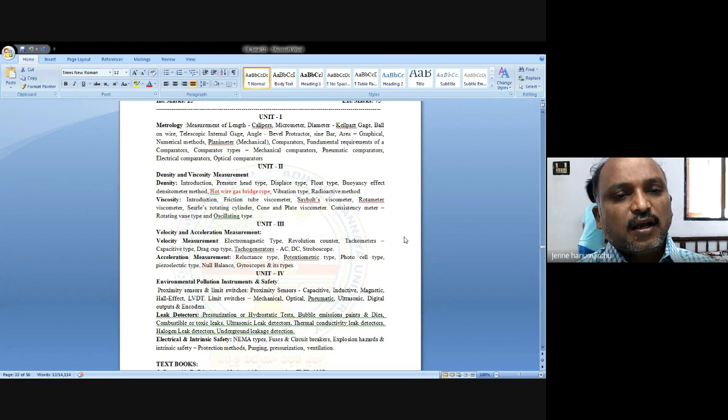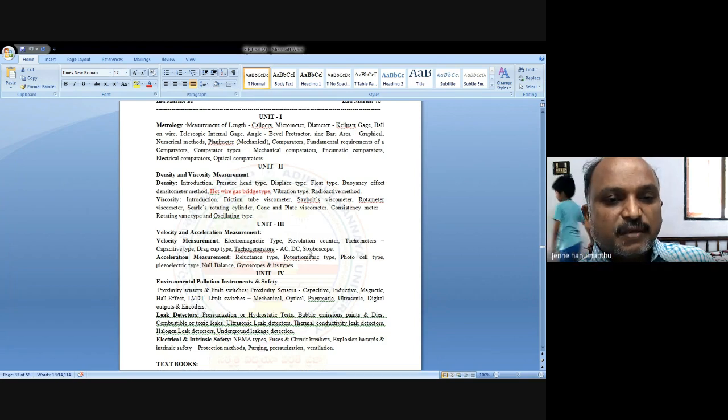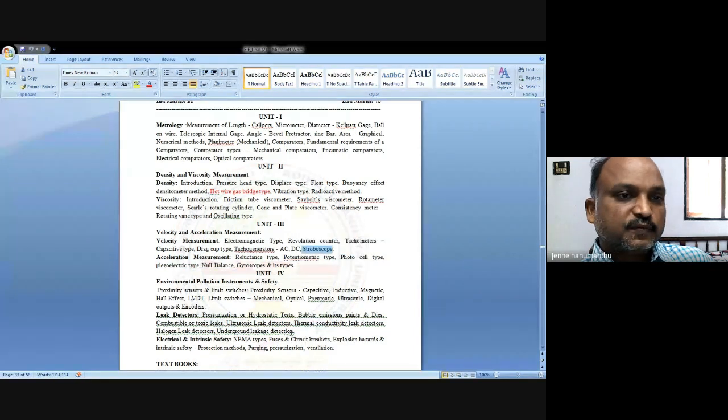And one of the important concepts available in velocity measurement is the stroboscope. Okay. So this stroboscope, today we'll see about this one. This is a very important concept, right?